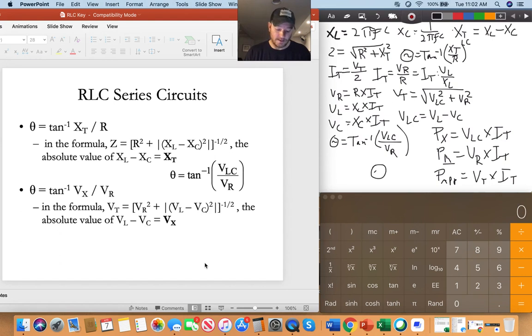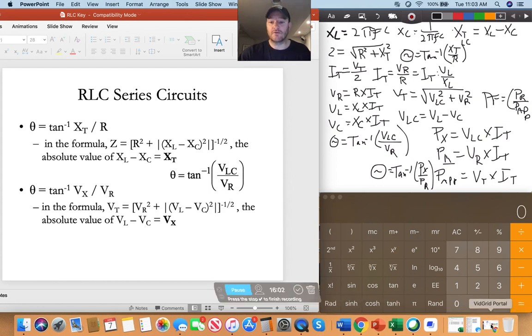Phase angle will be the same. We will use inverse tangent, PX over PR. And then our power factor is the same as well. Power factor is really important in here, and I think it's really cool. It's PR over APP. So these are all the formulas that we need so far.